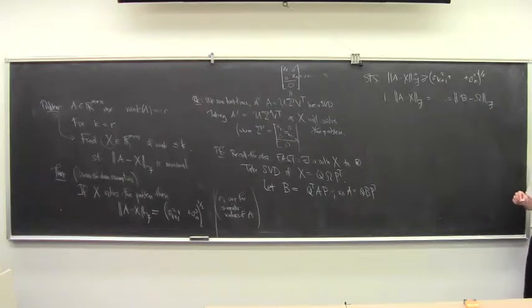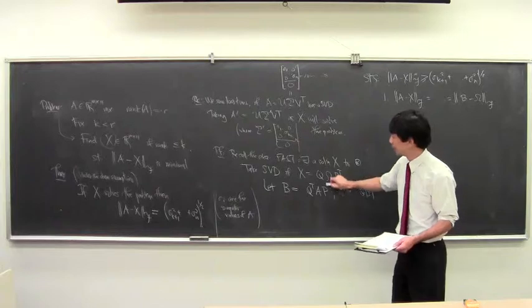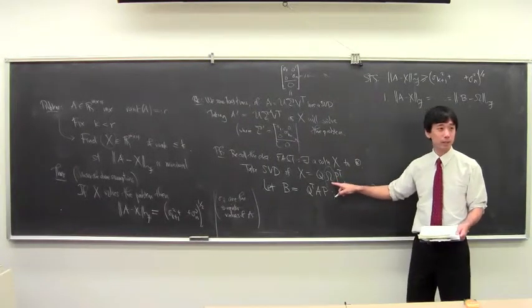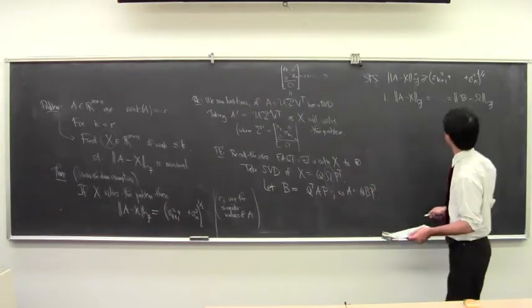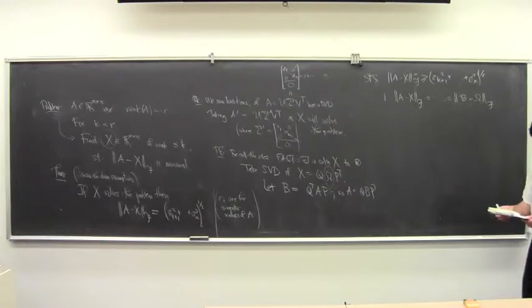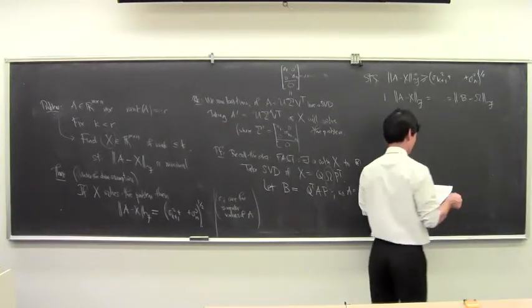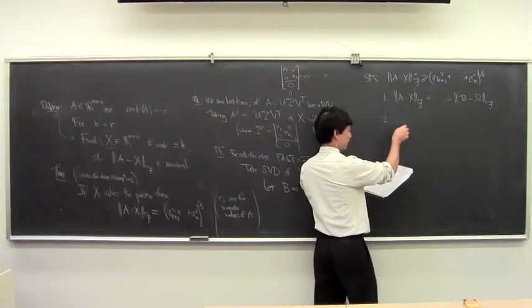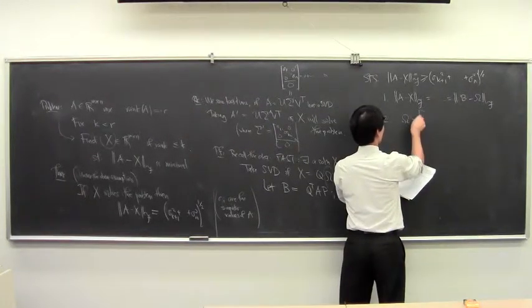and we said, okay, using this notation, we see that we can change this into B minus omega, the distance between B and omega, where omega is the central matrix in the singular value decomposition of X. Right?